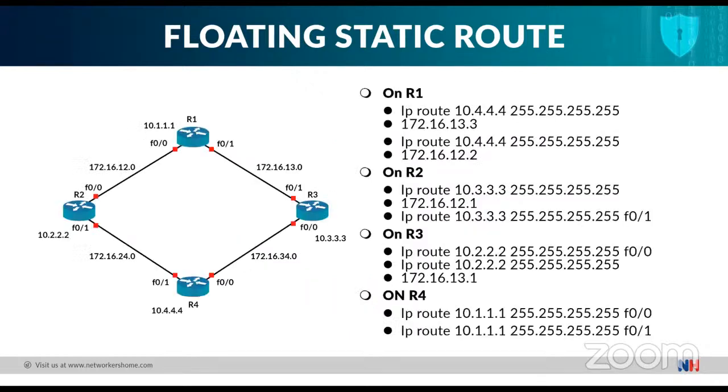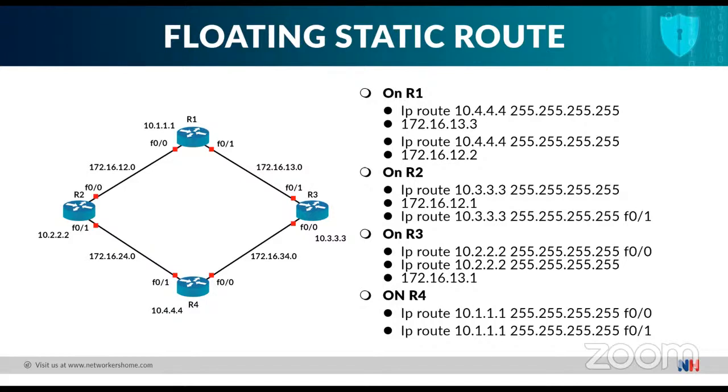The configuration is that on router 1, I have added router 4 loopback 10.4.4.4. I have preferred 13.3. What is this 13.3? This is the route from router 1 to router 4 via router 3's F0/1 interface, and that path is going to get the preference. The second path is 12.2. It means the router is automatically going to prefer 13.3 first.